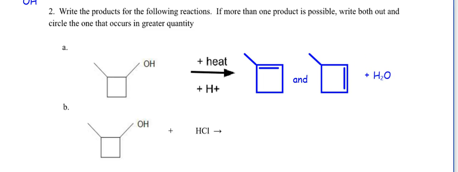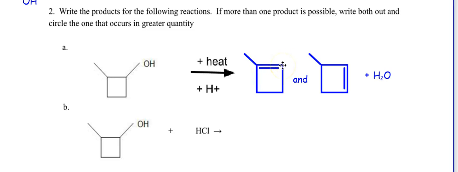So now the question is, which one is going to be in greater quantity? It's the one that's the most substituted. Well, what does that mean? It's the fewest hydrogens off the double bond. So how many hydrogens are on this carbon? It has 1, 2, 3, 4 bonds already, so there's none.